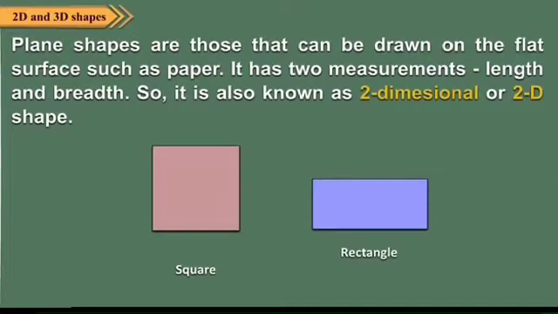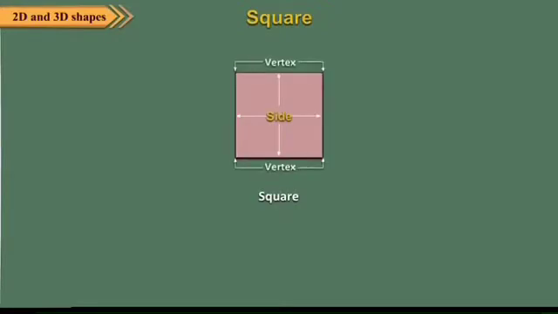Plane shapes are those that can be drawn on the flat surface such as paper. It has two measurements, length and breadth. So it is also known as two-dimensional or a 2D shape. Square. A square has four sides. All the sides of a square are equal. A square has four vertices.